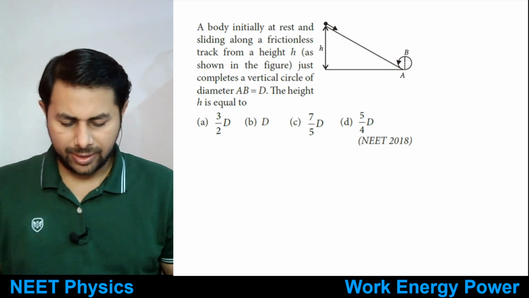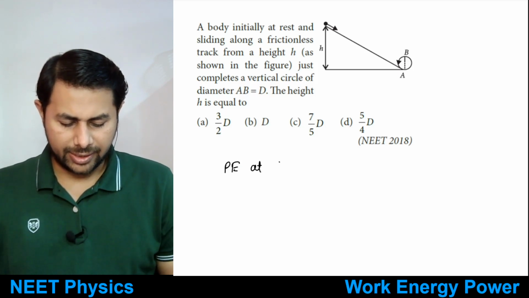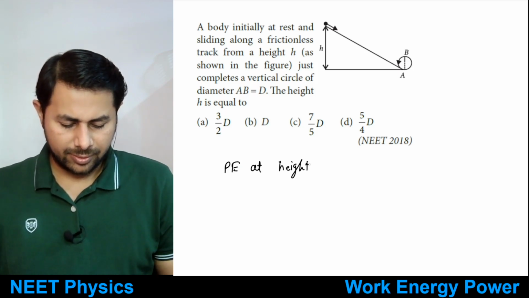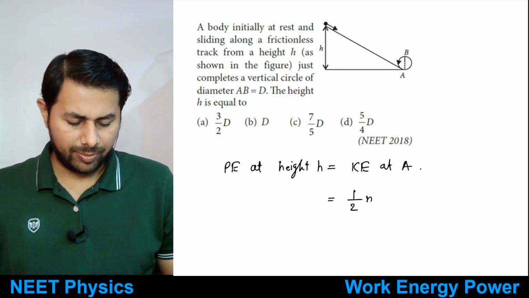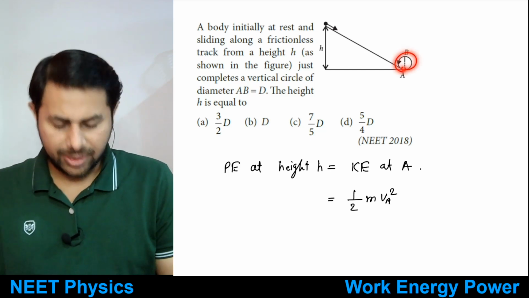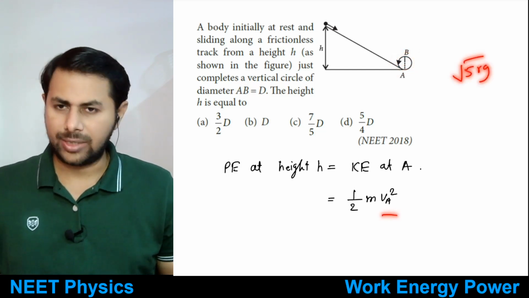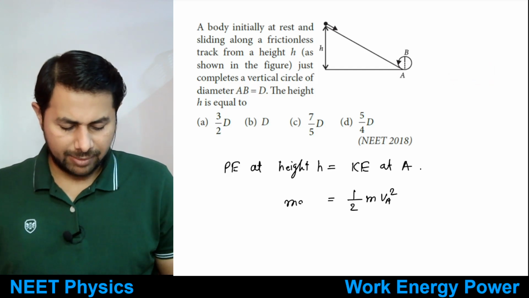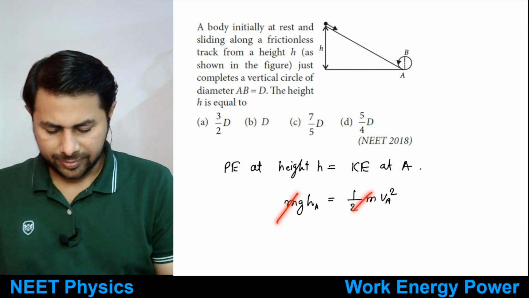So you can say that potential energy at top, or at height h, is equal to kinetic energy at point A. How much kinetic energy do you need? Half of m into VA square. What speed do you need at this point to complete the circle? It's equal to root 5 Rg, right? Just put that. Potential energy is mgh at A, right? So m gets cancelled.